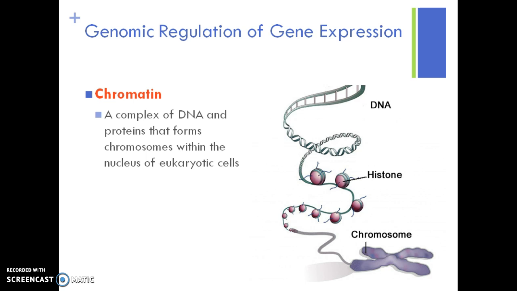Reminder, chromatin is the complex of DNA and proteins that forms within the chromosomes in the nucleus of a eukaryotic cell. Here we've got our DNA, it gets wrapped up around these histone proteins, and then those get wrapped up on top of each other to create our chromosomes. If you want to, you may jot down the definition of chromatin right next to the word chromatin on your notes sheet. But if you remember this definition from previous units, you can go ahead and skip writing that down.